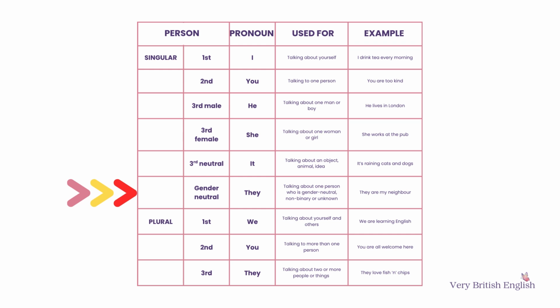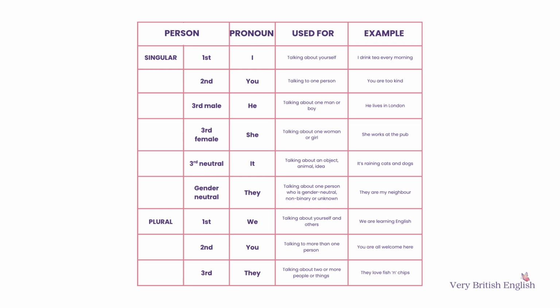The pronoun for the third person singular in the gender neutral form is they. It's used for talking about one person who's gender neutral, non-binary, or their gender is ambiguous. For example, they are my neighbour. This specific they isn't plural. It's singular and inclusive, and it's perfect for minding your manners and for creating a safe space for everyone.